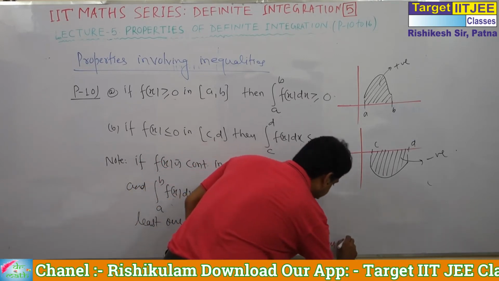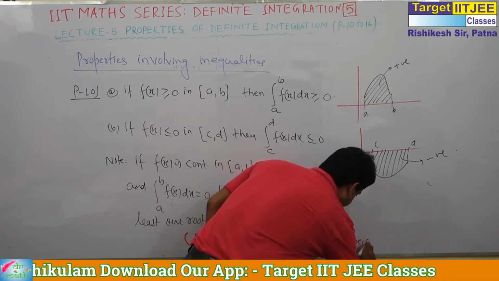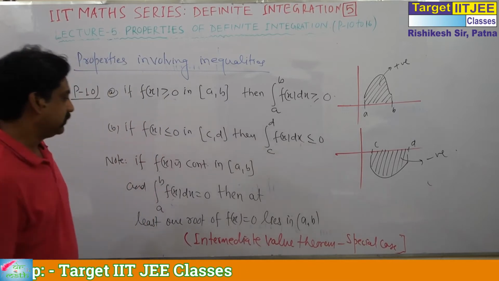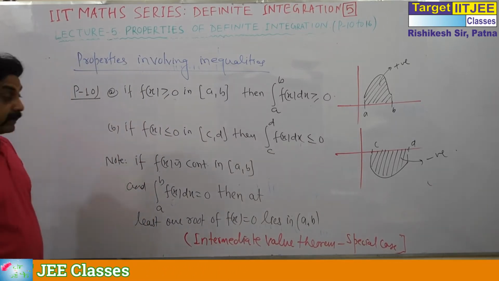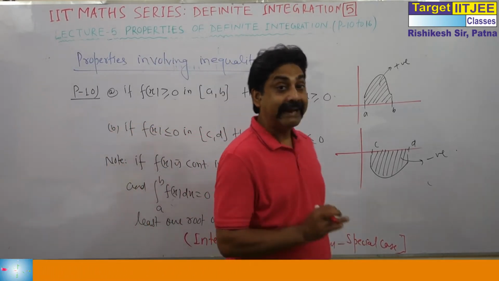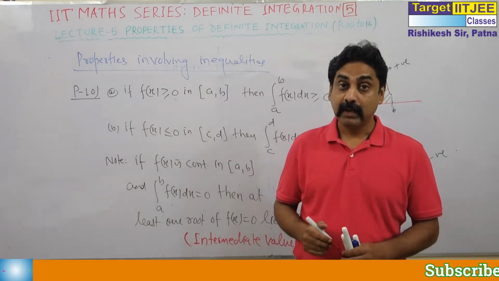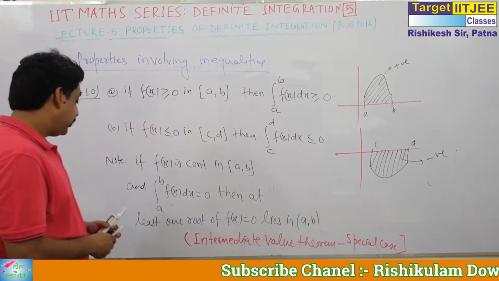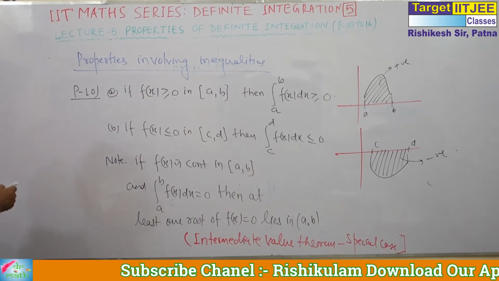You write it as a special case. Actually, this is not the intermediate value theorem in its original form, it is a special case. But let's understand the point. How does it happen? It's very important.